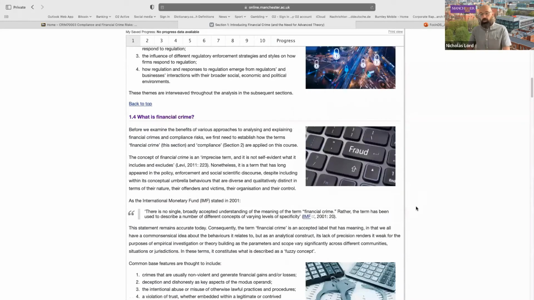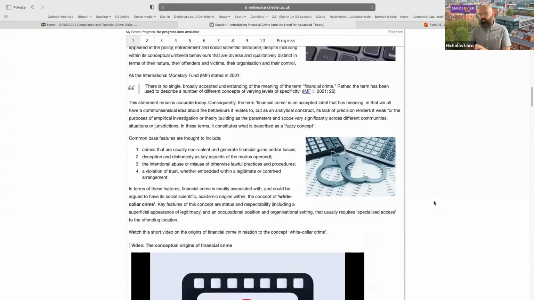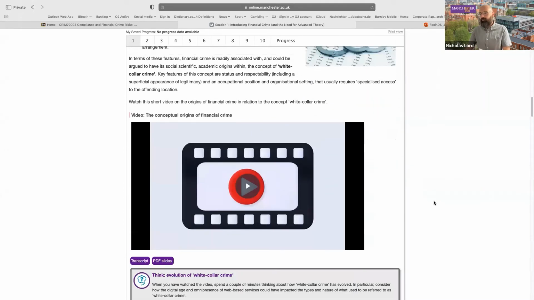We touch upon core concepts. So again, what is financial crime is something that you probably are quite familiar with in terms of your own workplace practice, but it might be that you've, up until this point, not had access to the wide array of academic work that exists on the topic. So we do refresh your memories, if you like, around what financial crime is, and touch upon some academic work to introduce you to so for instance here, the conceptual origins of financial crime.